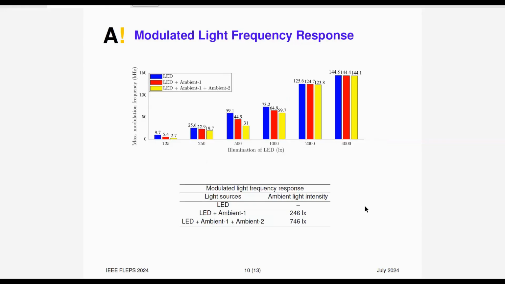We also do the characterization of the modulated light frequency response, where we have different modulated light intensities. We can see that at a very low level of the modulated light, the modulation frequency is also low, below 10 kilohertz. But at higher and higher illumination, we reach up to the 144 kilohertz level. And also the interference from the ambient light is diminishing.